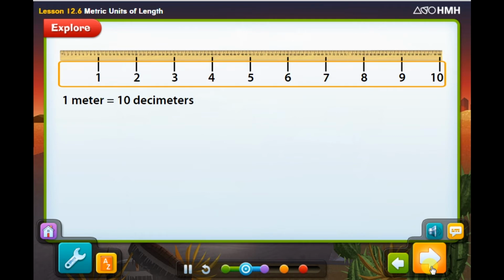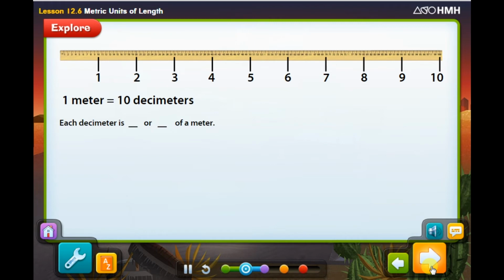1 meter equals 10 decimeters. How does 1 decimeter compare to 1 meter? So if 1 meter is equal to 10 decimeters, now you move from decimeter to meter, meaning you move from the small unit to the bigger unit. This means I will divide by 10. So divide 1 by 10 will give you 1 over 10 as a fraction.